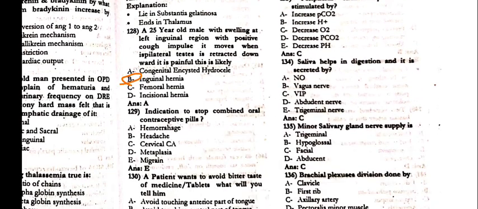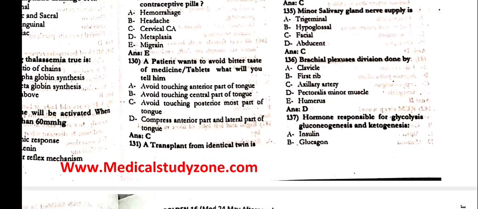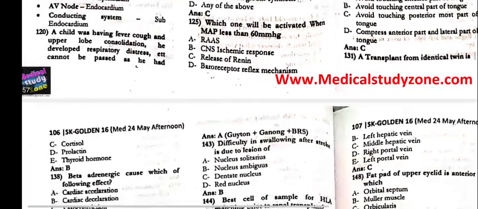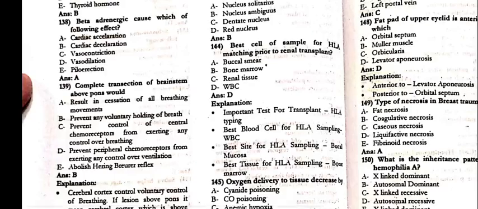134, saliva helps in digestion and is secreted by the VIP. Minus salivary gland nerve supply is the facial. 136, brachial plexus division is done by the pectoral minor muscle. 137, the hormone for glycolysis, gluconeogenesis and ketogenesis is glucagon. Next 138, the beta adrenergic cause. Which of the following affect the cardiac acceleration?